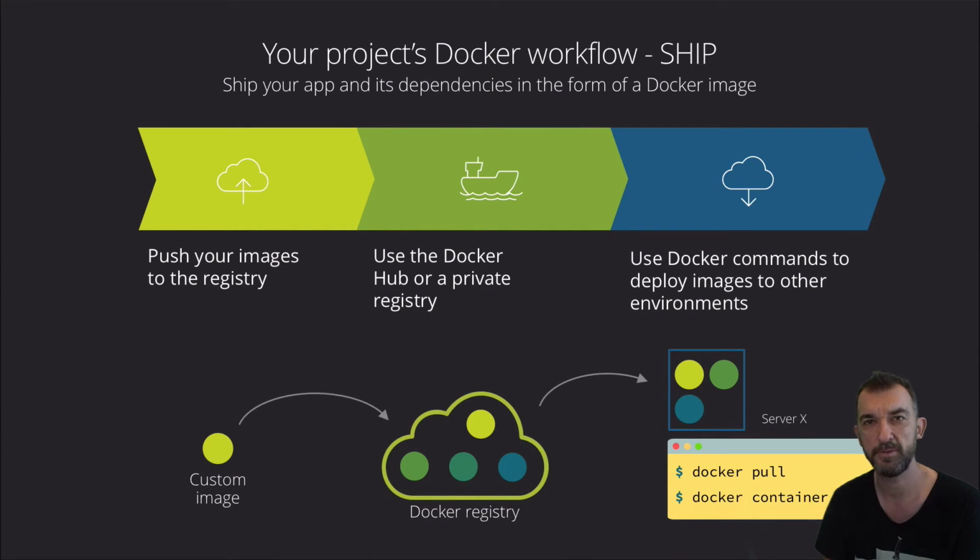Once you are ready to ship, you ship your project's images to a central registry. A Docker registry is a standard component. You can download it and you can install a registry for yourself. Your organization, your team, your company can have their own private registry. When you push your images to the central registry, then on other servers in other environments, you use the docker pull command to pull your images from the center, as you see in this figure.